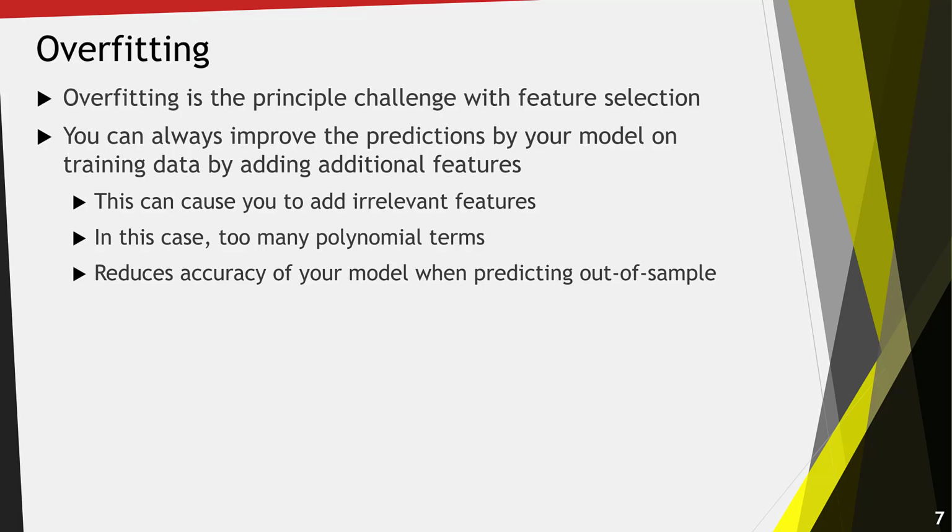What we saw here was an example of overfitting. This is the principal challenge you're going to face with feature selection. You can always improve the predictions of your model on your training data by adding additional features to your model. This can cause you to add irrelevant features. In the case that we saw here, that was too many polynomial terms of the high temperature. This can reduce the accuracy of your model when predicting out of sample and lead to models that have wildly inaccurate predictions out of sample.